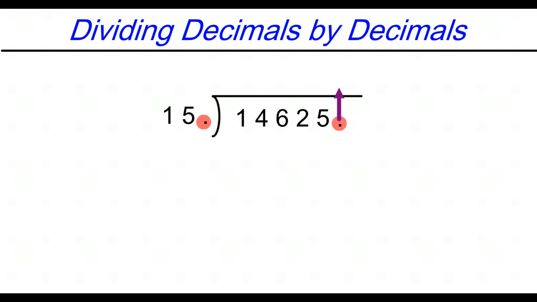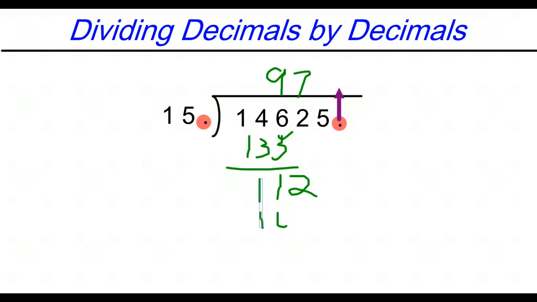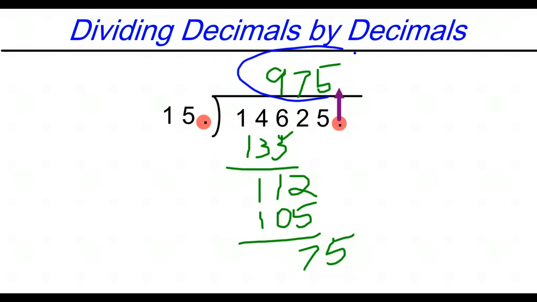15 can't divide into 14, but it can go 9 times into 146, becomes 135. Take that through, you get 112. Now this can go 7 times because 15 times 7 is 105, becomes 75, and 15 times 5 is 75. So not only does 15 divide into 14,625 975 times, but that original question we had, 146.25 divided by 0.15, also has a quotient of 975.